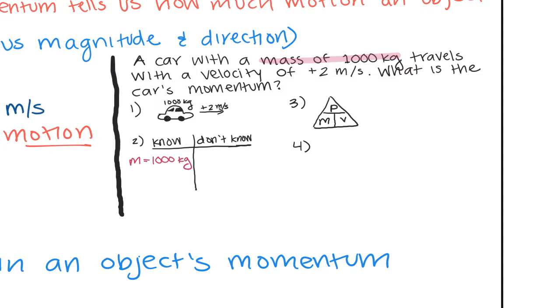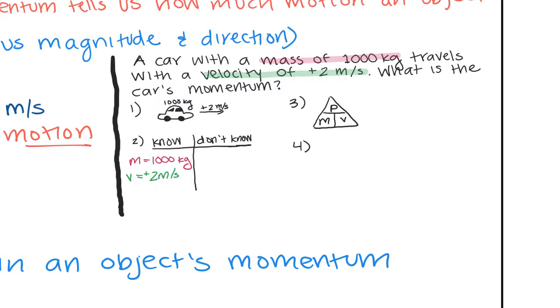All right, so our velocity is positive 2 meters per second. Again, remember, positive direction is moving to the right according to our XY coordinate plane. So our velocity is positive 2 meters per second.